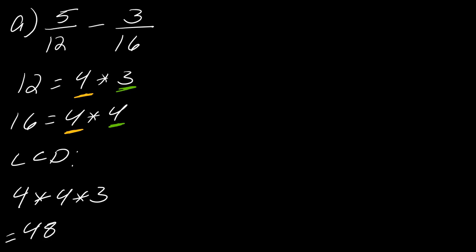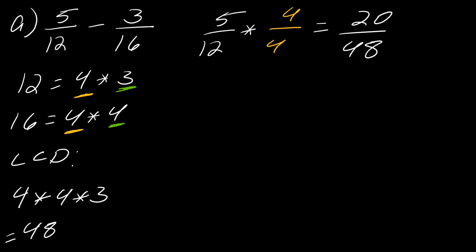Okay, so now I want to rewrite 5/12 with the LCD of 48. So I know that 12 is 4 times 3. I know that I need my LCD to be 4 times 4 times 3. So I need to multiply 12 by 4 to get 48. So let's see, I'm going to multiply the top and bottom by 4. This will become 20 over 48.